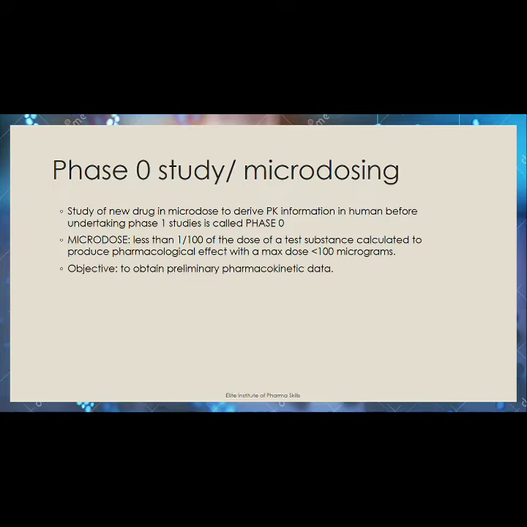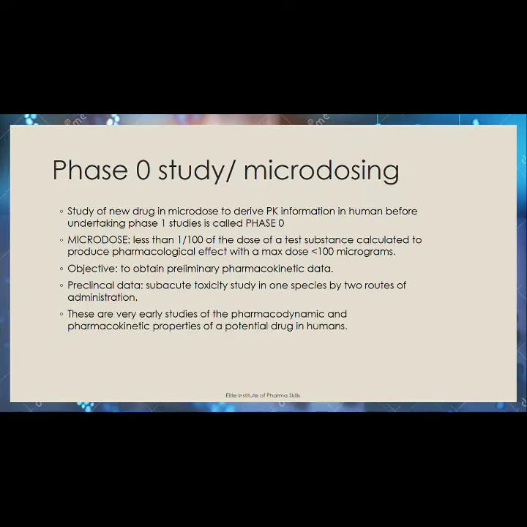The toxicity of a drug is studied by two routes of administration. It can be intravenous, subcutaneous, intramuscular, or oral. It is a very early step of clinical trial to obtain the pharmacodynamic and pharmacokinetic properties of a drug in humans. It helps to choose between competing chemical analogs for further study.